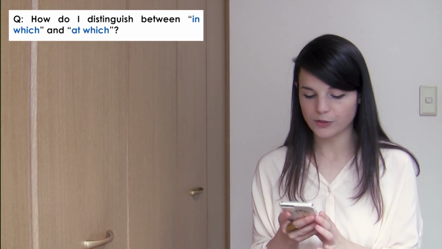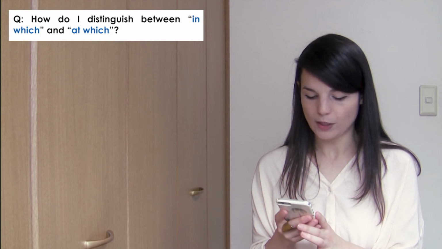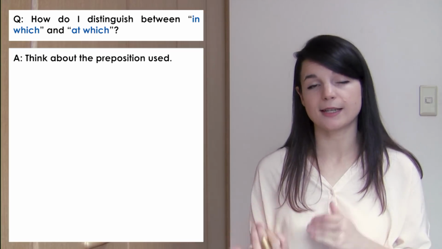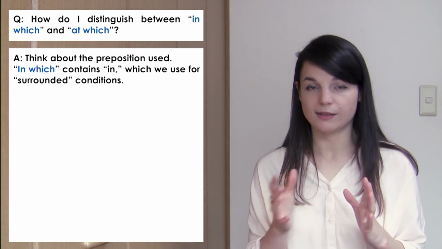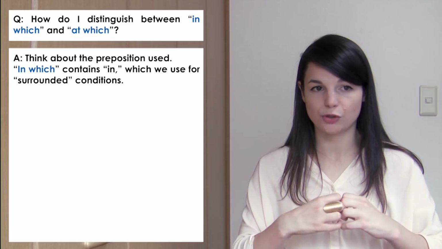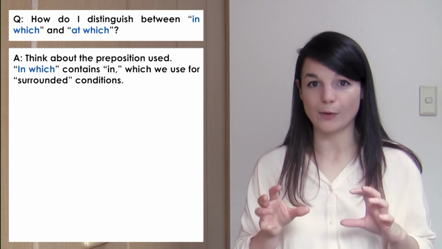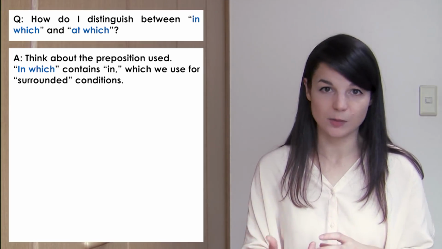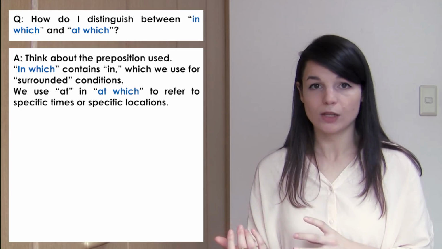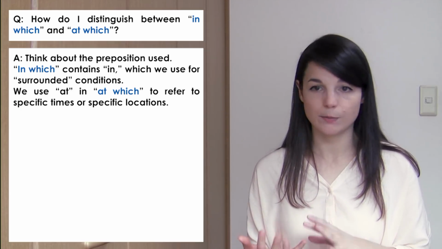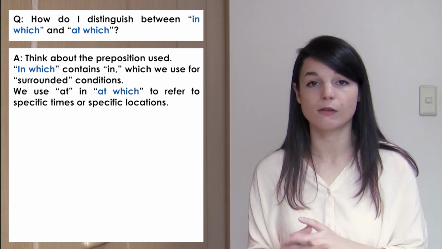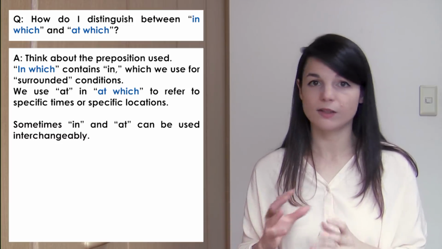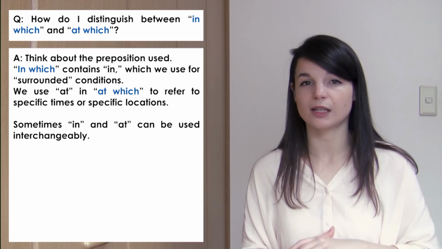Next question comes from James Kim. Hi, James. James Kim asks, how can I distinguish between in which and at which? Think about the meanings of the prepositions in and at. In which contains in, which is used to refer to conditions of being surrounded, a status of being surrounded. So like in the supermarket, in the office, in the hospital, for example. We use at which to refer to specific times, to refer to specific locations, and so on. So yes, there are some cases where in and at can be used interchangeably.